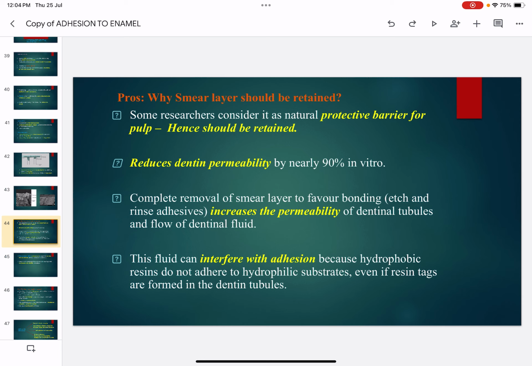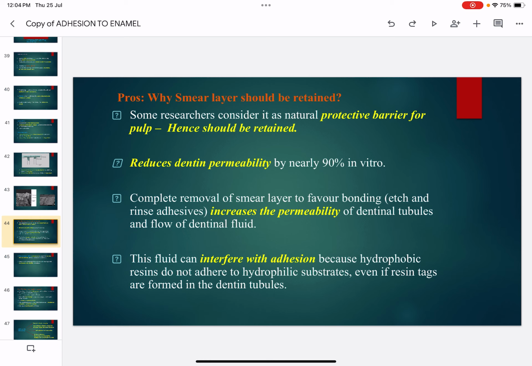Researchers who are supporting this particular school of thought believe that smear layer can actually act as a natural protective barrier for the pulp and hence it should be retained. They also believe that smear layer can reduce the permeability of dentin by almost 90 percentage, the results they got from in vitro studies.